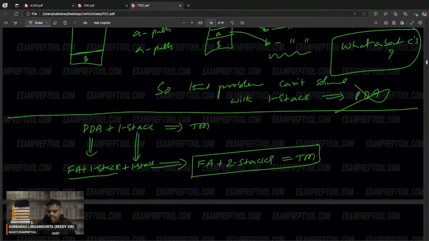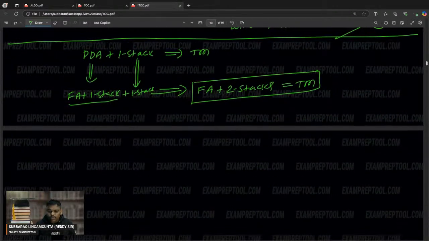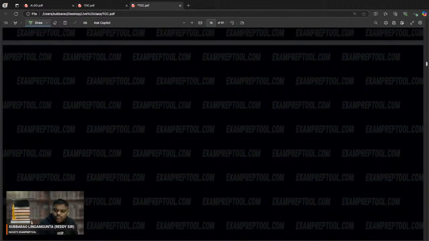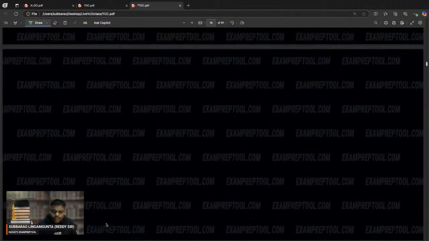Some people are asking, Reddy sir, can you solve this problem using two stacks? I am trying. Can you see this one? Can I solve this problem using two stacks? Triple A, double A, triple B, double B, triple C, double C. So this is the input. So I took one stack.